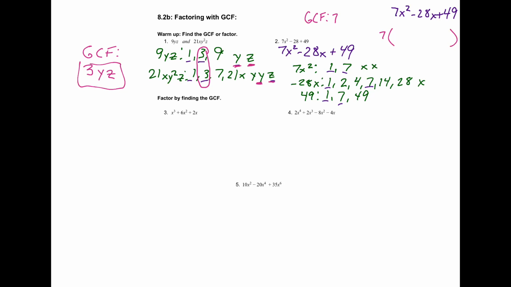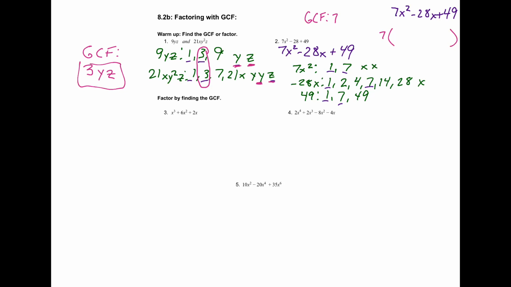All right, so for this first one, 9yz and 21xy squared z. We have common factors that are 1 and 3, but the greatest common factor will be 3. So that's part of my GCF here. The greatest common factor is 3. And then I see that there's a y in both of them, and there's a z in both of them. So 3yz is my greatest common factor.